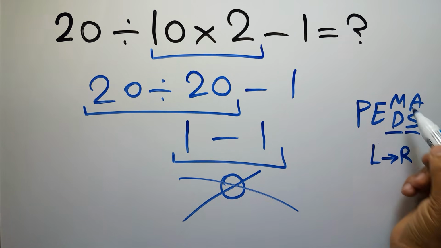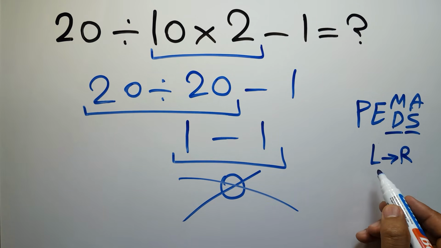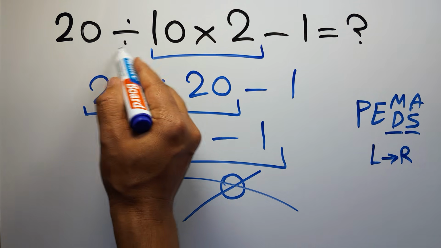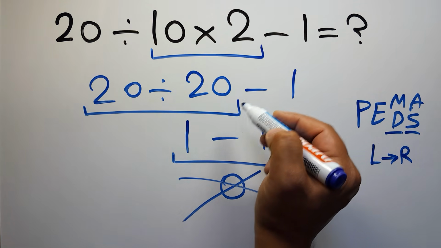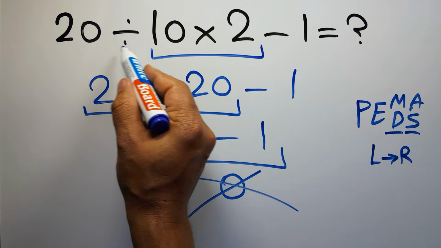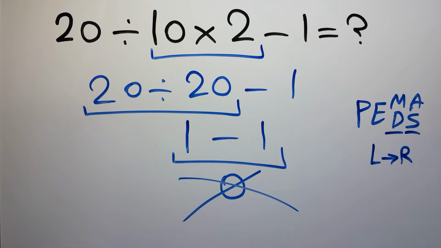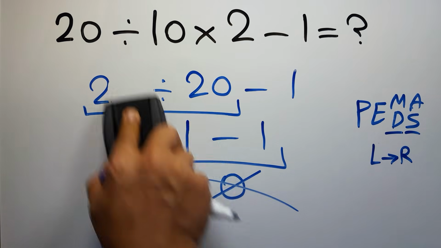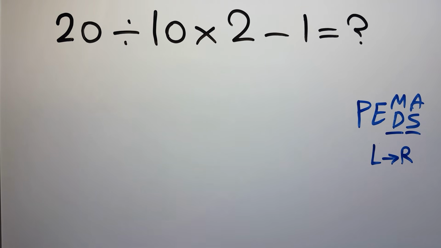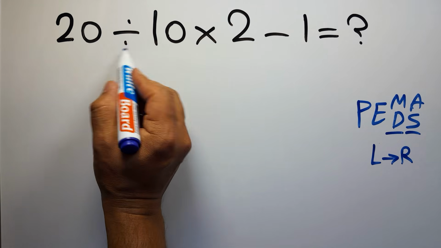And as I said, multiplication and division have equal priority and we have to work from left to right. So therefore, first we have to do this division, then this multiplication, and finally this subtraction. If we do this multiplication before this division, it is wrong. So first we have to do this division.